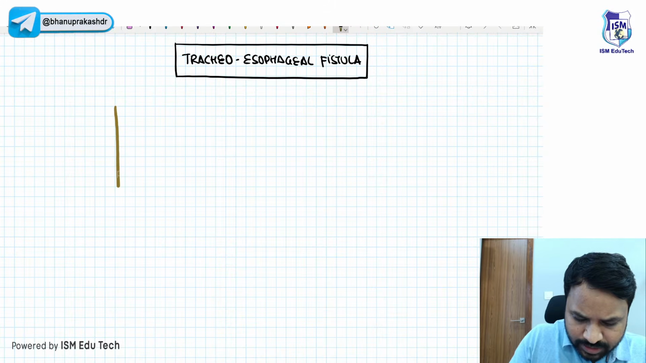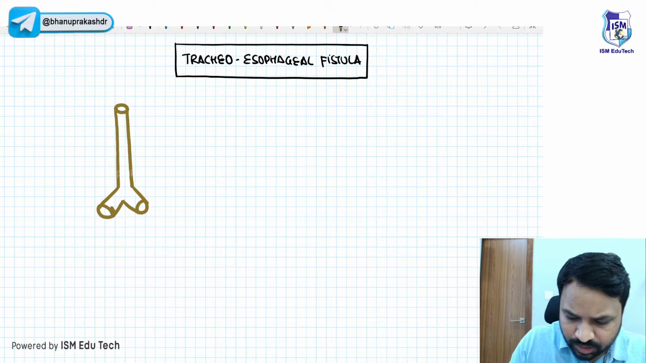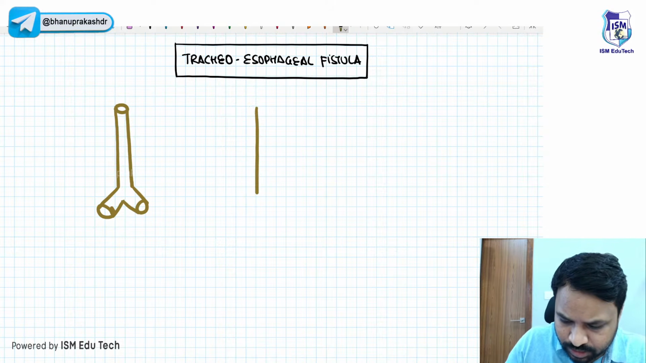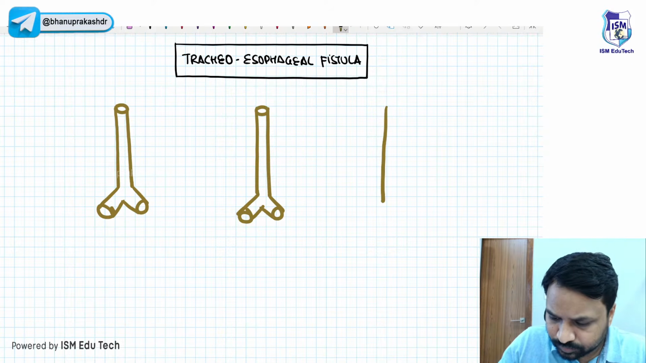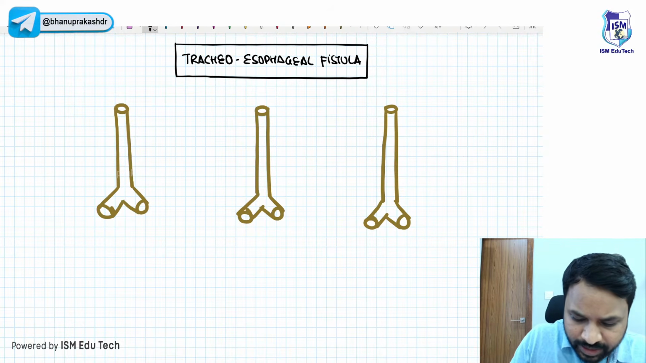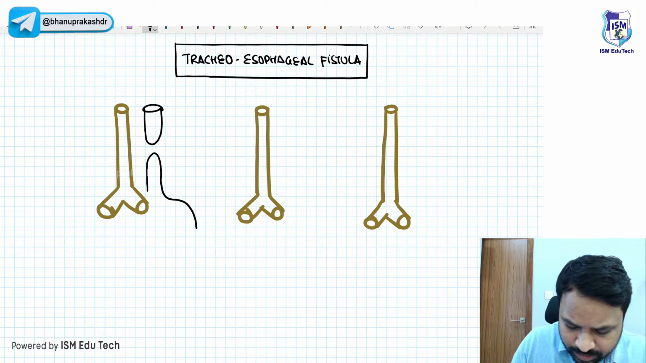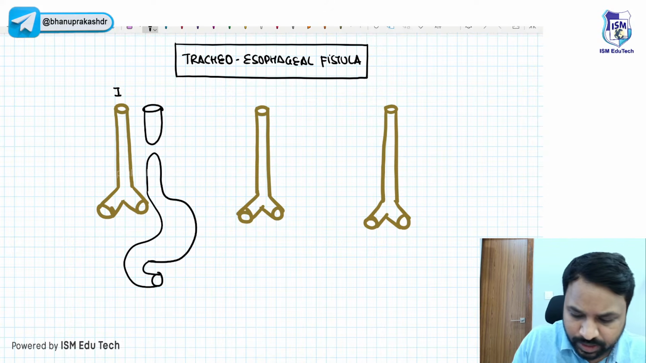Now, if you take this as the representation of the trachea, how the esophagus behaves along with the trachea, we have different varieties. I'll just quickly draw for you. Let's say these are the tracheal orientations that are present. In the type 1 variety, you will see the esophagus is having an atresia. There is no fistula present, and the stomach continues across. This is your type 1 variety.